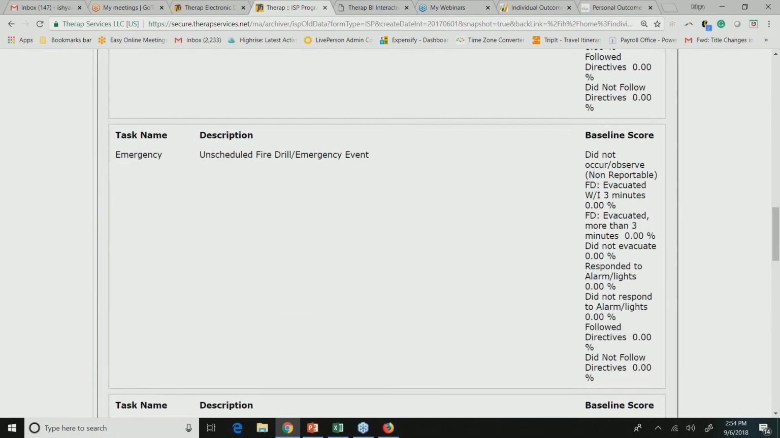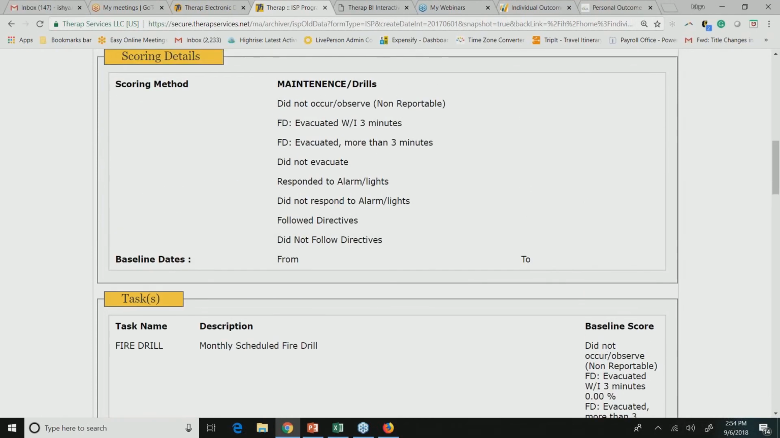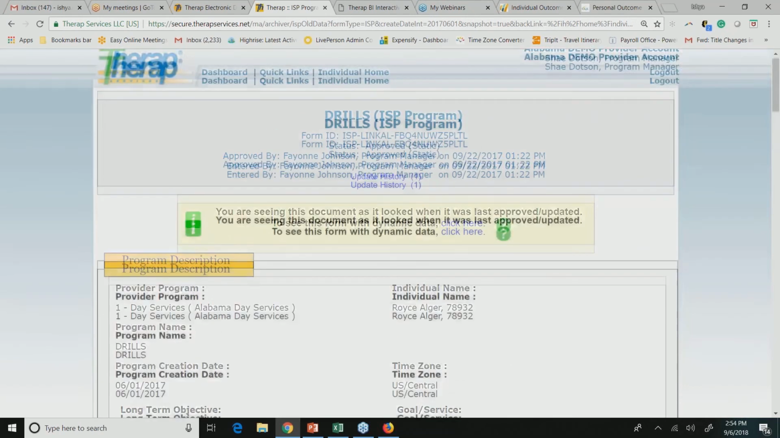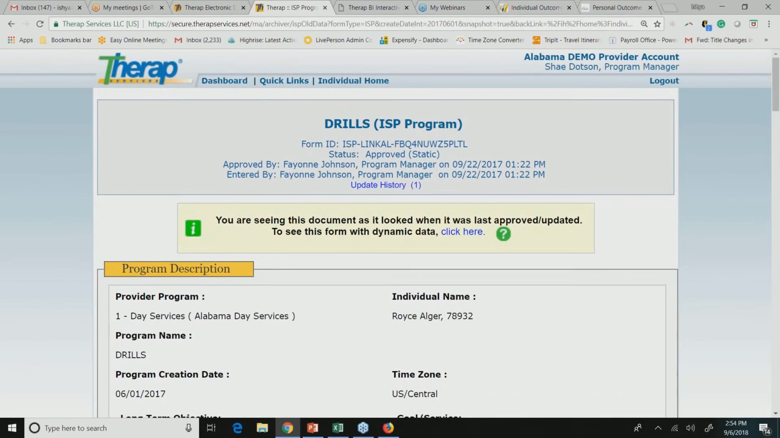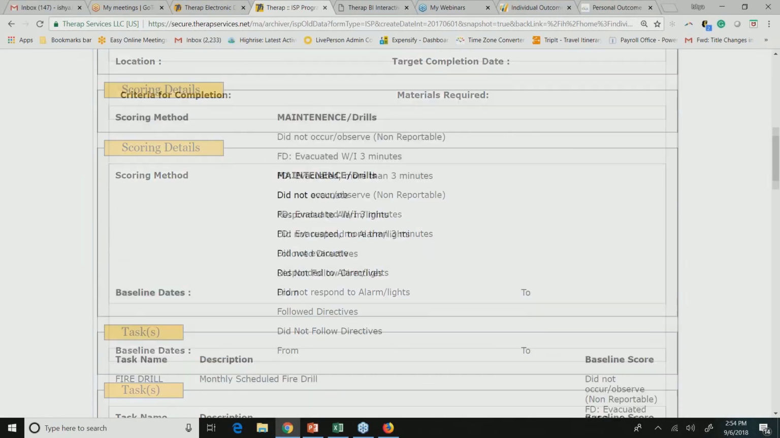And as you can see here, the scoring method that was put together was: did not occur, observed, and that was non-reportable. Fire drill evacuated within 3 minutes, evacuated more than 3 minutes, did not evacuate, responded to alarm lights, did not respond, followed directives, did not follow directives. Okay. If you create this within the system, staff would just go in and score that information based on how the individual responded.